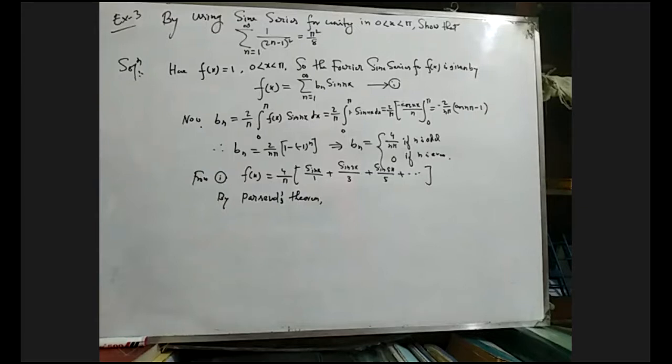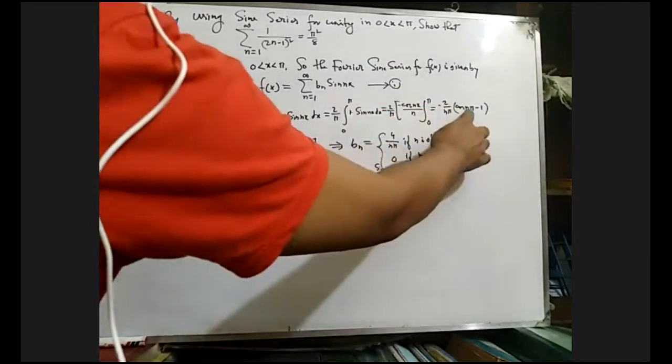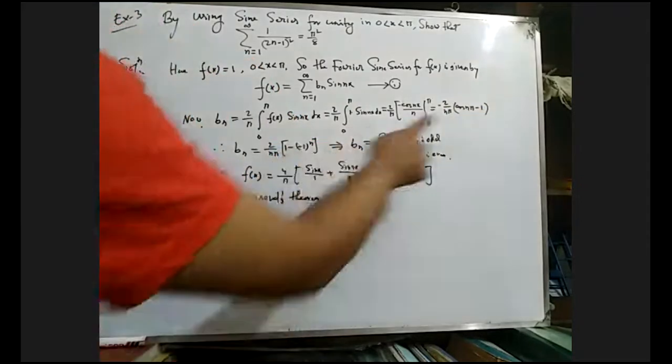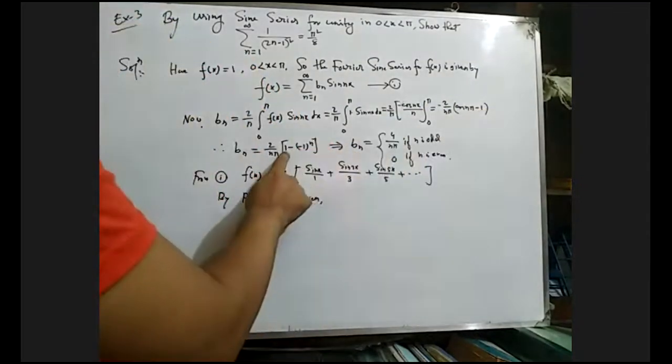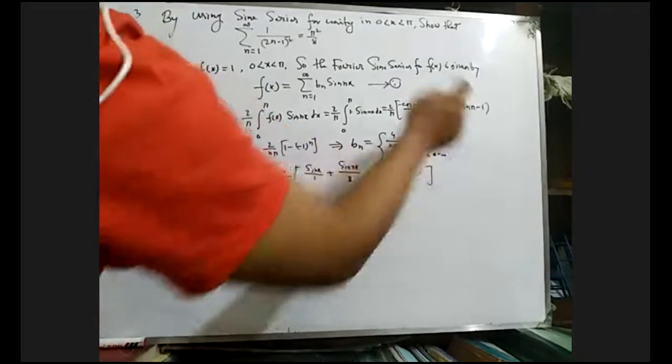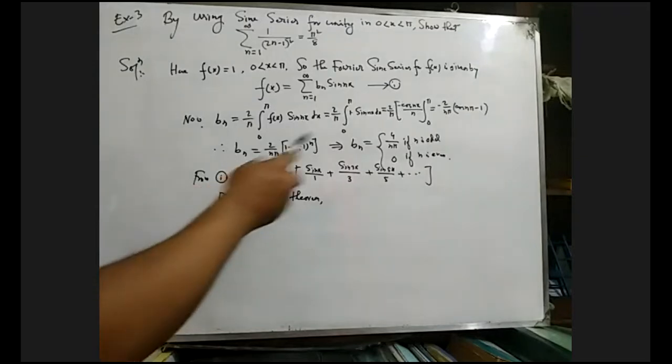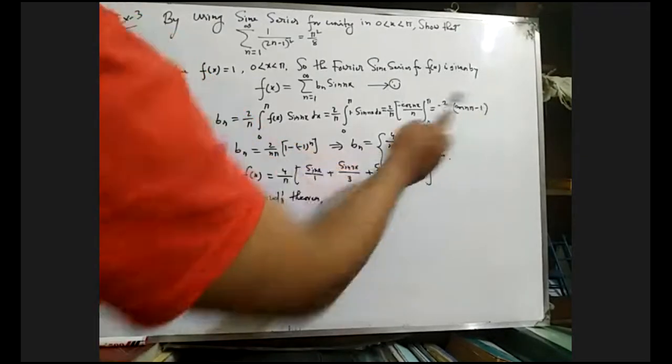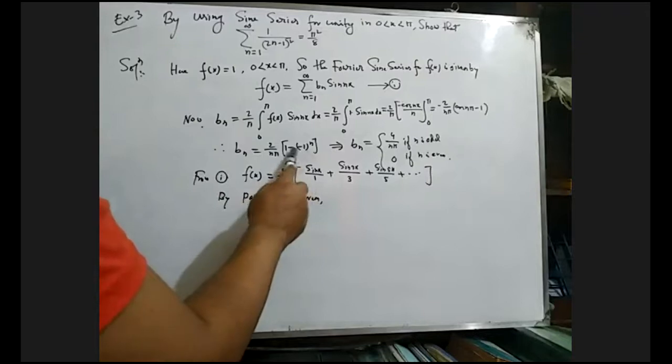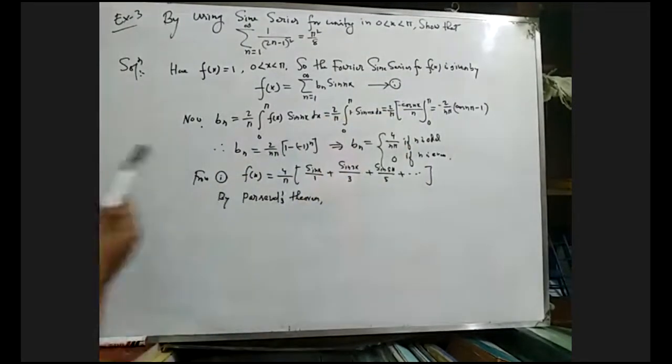There is a minus mistake maybe, bn equals to minus 2 by n pi, you probably missed the minus. Yes, no, this one before this cos n pi. This is why minus minus will be cancelled. Okay, cos n pi minus 1, but we have written 1 minus cos n pi. Okay, minus minus will be cancelled. Okay sir, okay.